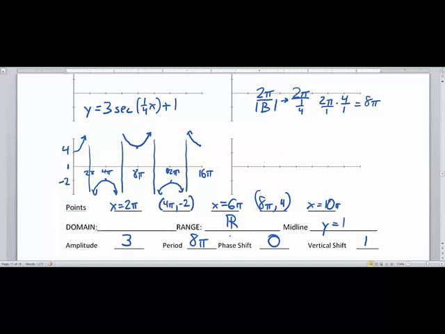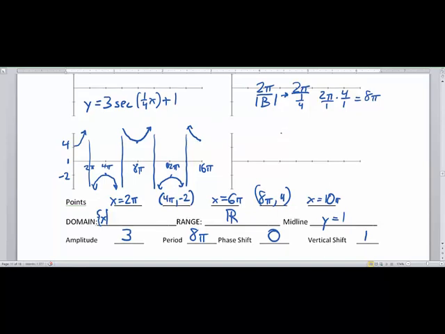So what have I been avoiding? I've been avoiding the domain. The domain is going to be tricky in this problem, because what we have here is x cannot be 2 pi, 6 pi, or 10 pi. So these are our danger numbers, and so I just want to write them out: 2 pi, 6 pi, and 10 pi. So do you notice a difference between each of these? The difference is exactly 4 pi.